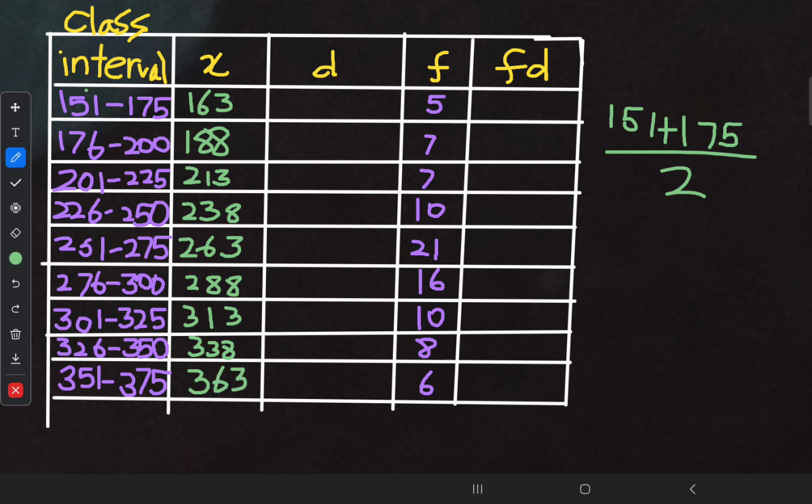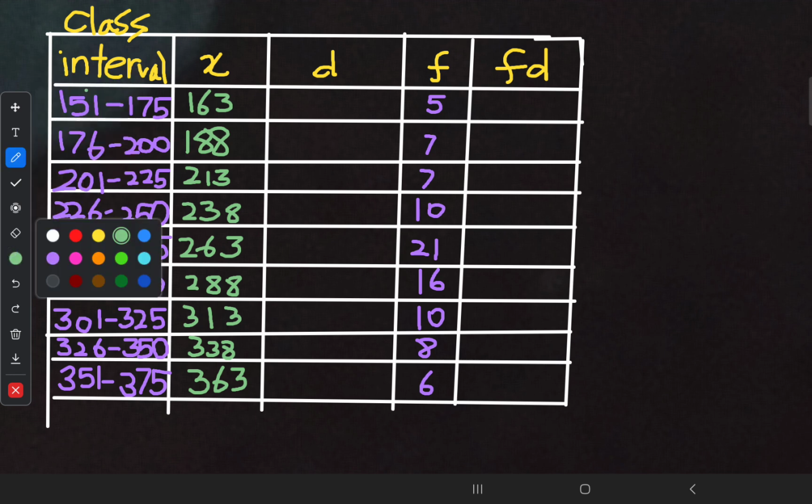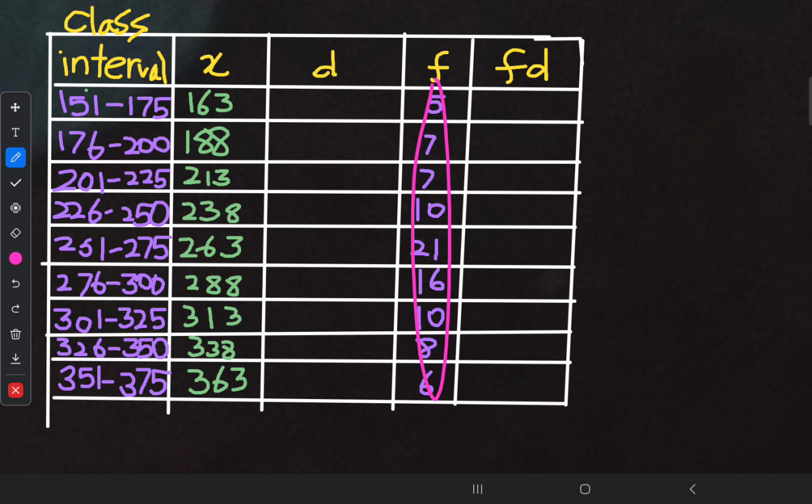This is the way you have to complete your mid-value table. You should add the lower class boundary and upper class boundary with each other and divide by number 2, a kind of average. Then after, what is our modal class? Modal class means the class interval which has the highest number of frequencies. In the frequency column, you can see 21 is the highest one. Its respective class interval is the modal class.